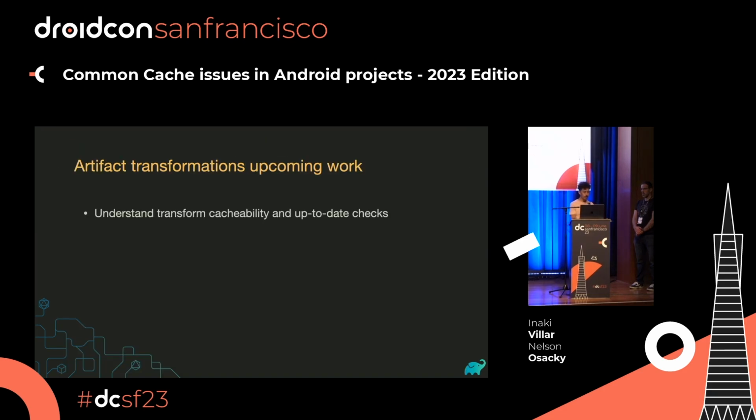Yeah, there's more work to be done. So right now, you don't see whether artifact transforms are cacheable in build scans. That's something we're working on, of course, and up-to-date checks. We're working on improving the filters in the timeline, and then also supporting more transform types. So for example, right now the Jetifier transforms are not visible.